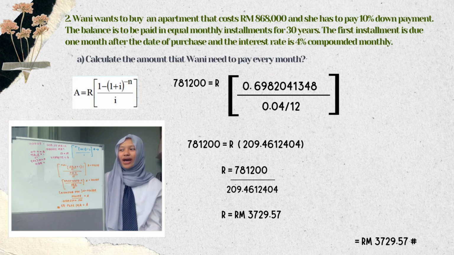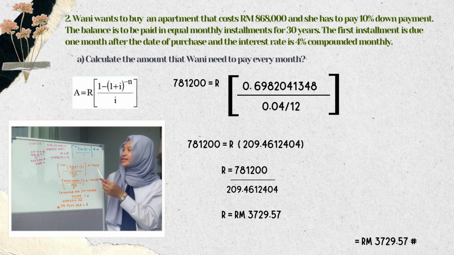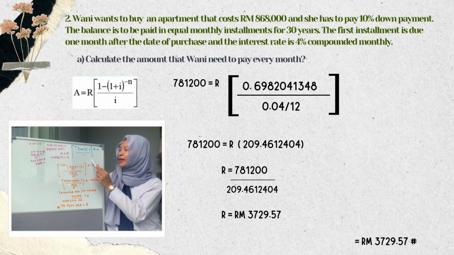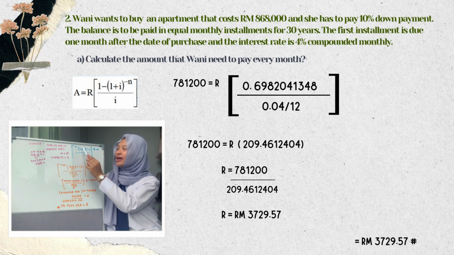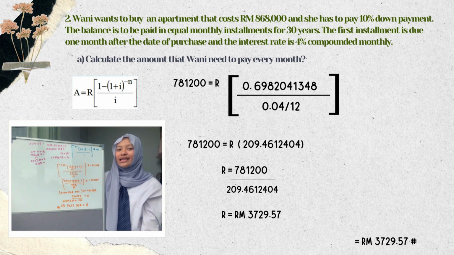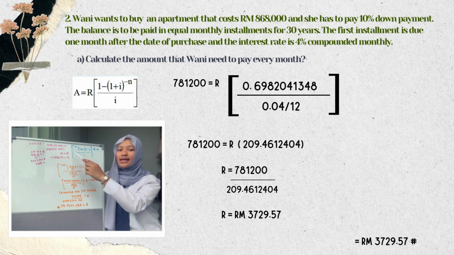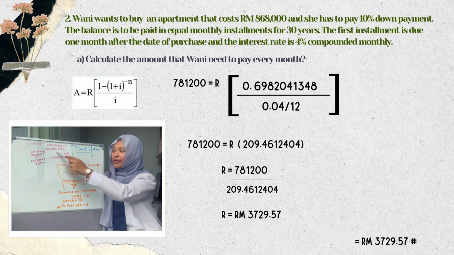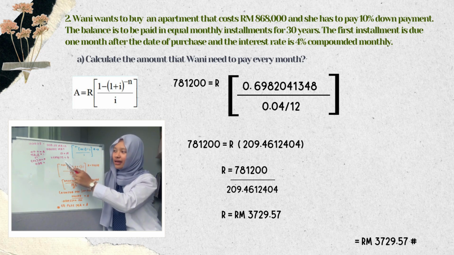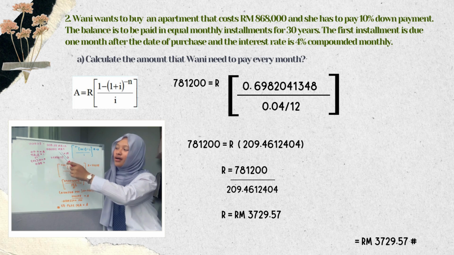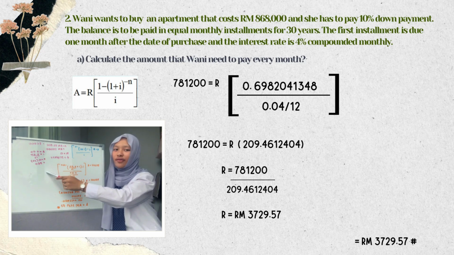As you can see, we have the information stated in here. First, we have A equals R multiplied by (1 minus (1 plus I) to the power of minus n) divided by I. And then A equals 868,000 ringgit minus 86,800 ringgit, and then we got 781,200 ringgit. And then we have M equals 12, T equals 30 years, K equals 0.04, I equals 0.04 divided by 12, and n equals 12 multiplied by 30, and then we got 360.